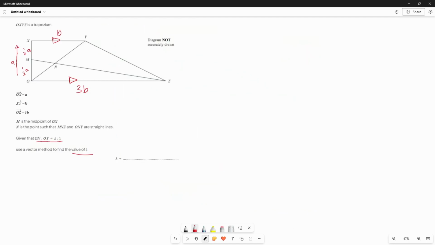So firstly, let's write OY in terms of A and B. OY is the same as A plus B, because we have OX, which is A, and then XY, which is B, so A plus B is OY. And then we're going to find ON, so the vector ON is the same as half A.